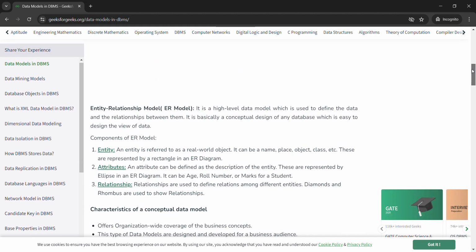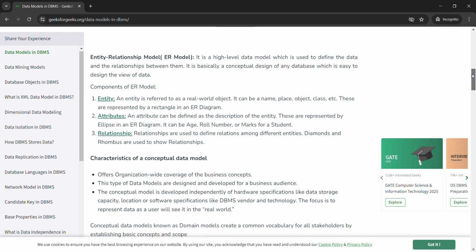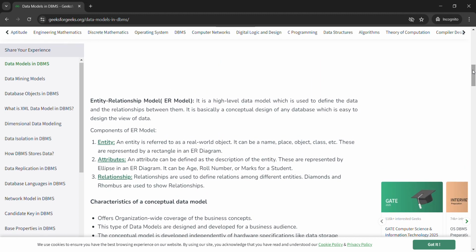So next is the entity relationship model, ER model. It is a high level data model which is used to define the data and the relationships between them. It is basically a conceptual design of any database, which makes it easy to design the view of data. Components of the ER model: first is entity, second is attributes, third is relationship.